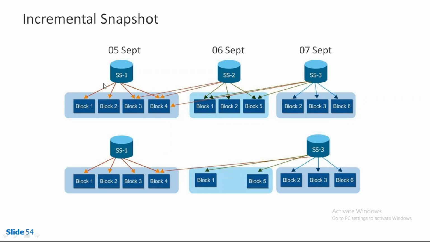So on 5th September, your snapshot 1, SS1, is nothing but snapshot 1. You have taken these 4 blocks of data. The snapshot has 4 blocks: block 1, 2, 3 and 4. And on 6th September, when you take the snapshot, you have only block 1, 2 and 5.